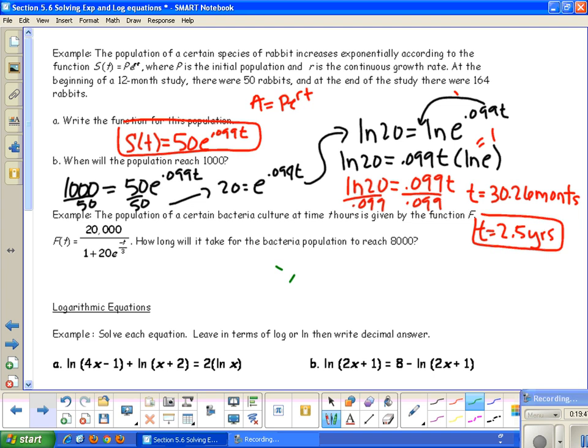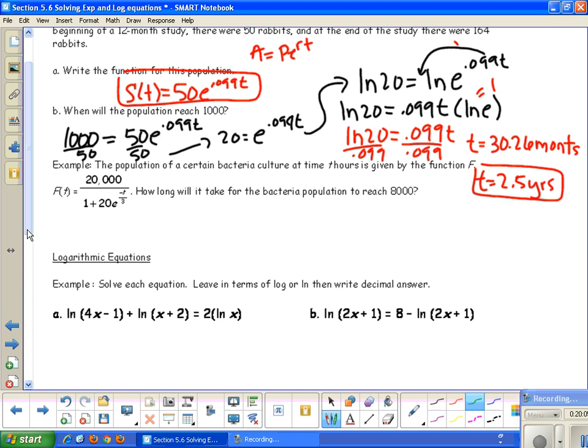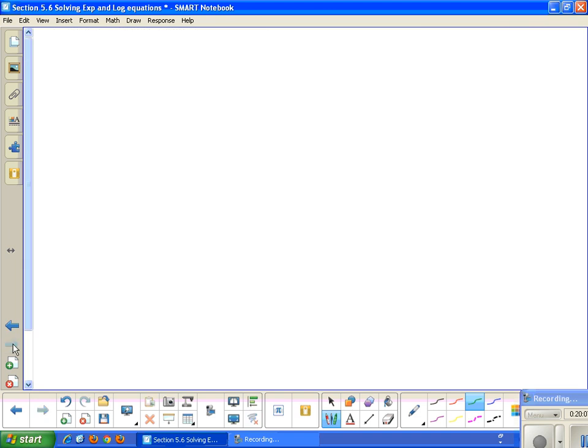So for the next equation, it says the population of a certain bacteria culture at time t hours is given by the function f. So how long will it take for the bacteria population to reach 8,000? That means I'm plugging 8,000 into my equation. I'm going to do this on another piece of paper because it takes too much room. So we have 8,000 equals 20,000 divided by 1 plus 20e to the negative t over 3 power.